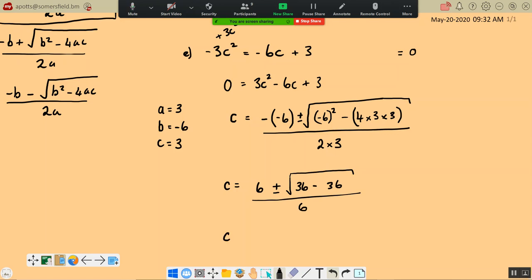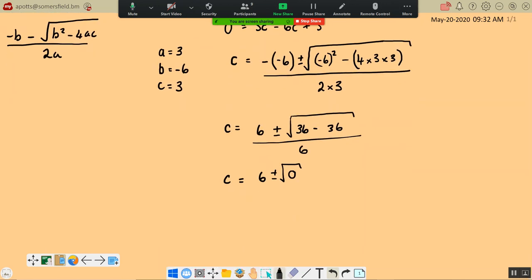And then simplify one more. So I've got 6 plus or minus the square root of 0. Okay. And then divided by 6. So we end up with c actually being just 6 divided by 6. So c is 1. So how many solutions does this one have? So it has one solution. And what does that mean about the graph?